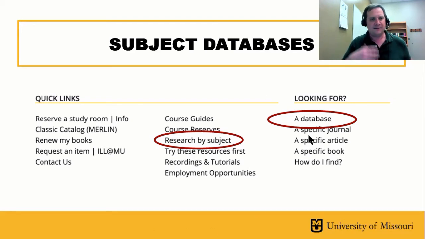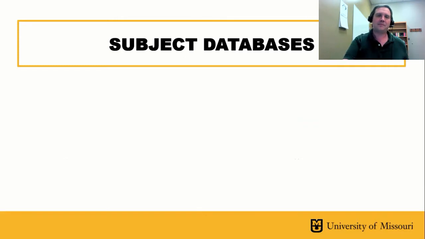Now, if you're already familiar with databases, or if somebody has told you, you need to go and use JSTOR, or you need to use PsycInfo, or a specific database, you can go over here to the looking for a database link, click that, and you're going to get an alphabetical list of all of our databases, A to Z. You can search for a title and go there. So if you know the name of the database that you need to use, you can find it that way.